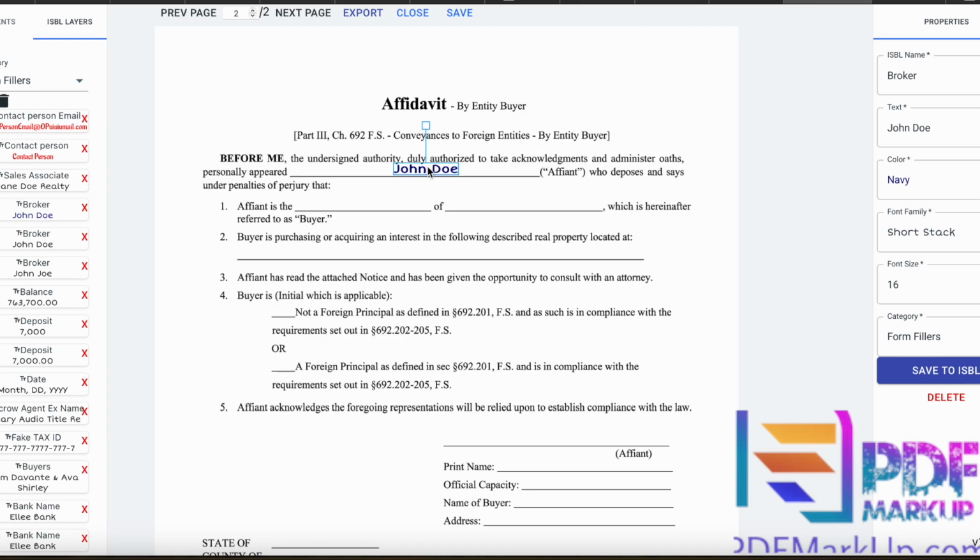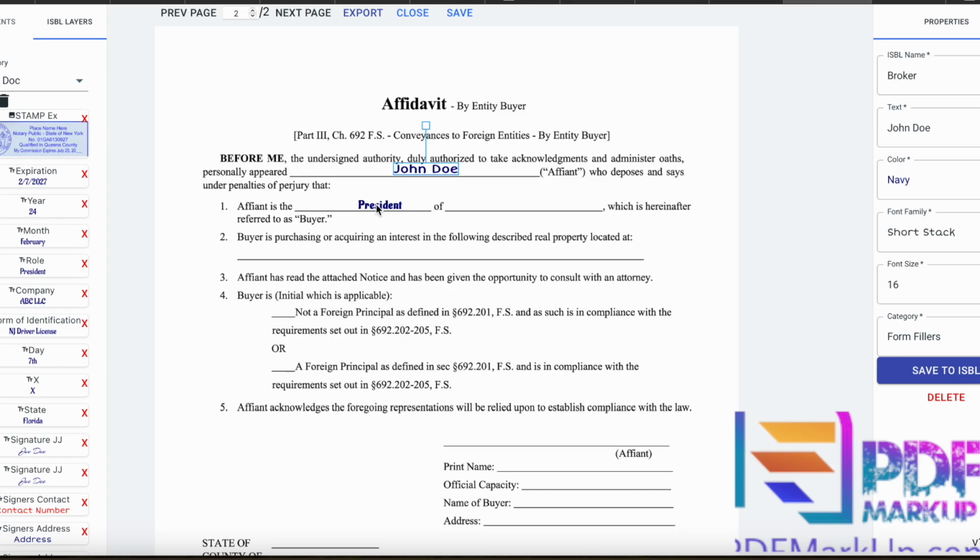Not at all. So you have to decide, and you should know this. Affiant is asking you for the role of ABC LLC, which is hereinafter referred to as the buyer. So the affiant's title or relationship to the entity, whether they're the CEO, the president, or the authorized agent, would be filled in where it says affiant is the. So affiant is the, in this case, we're going to say the president, okay? So let's go.